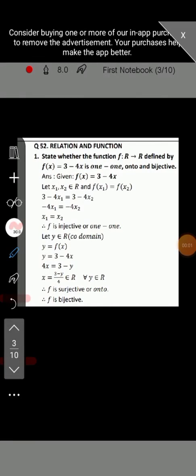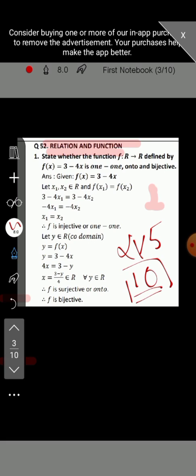Hello dear students. Today we are going to discuss some important questions of the first chapter, that is Relations and Functions. In this year, from this chapter we are going to get two 5 marks questions in Part D. That is, two 5 marks questions means 2 into 5, you're going to get 10 marks from this first chapter.